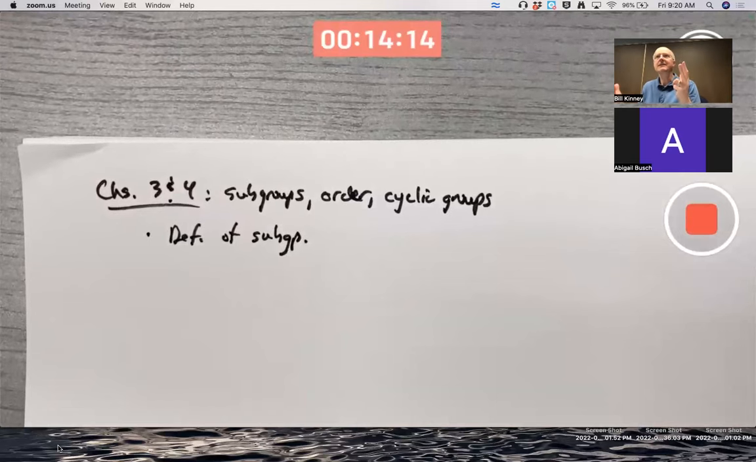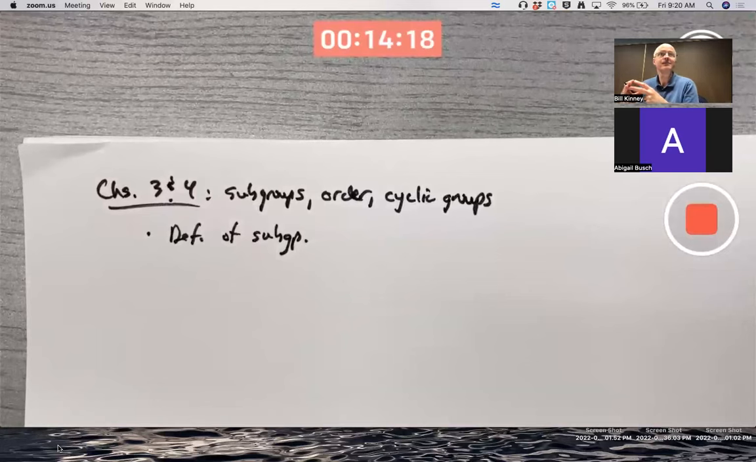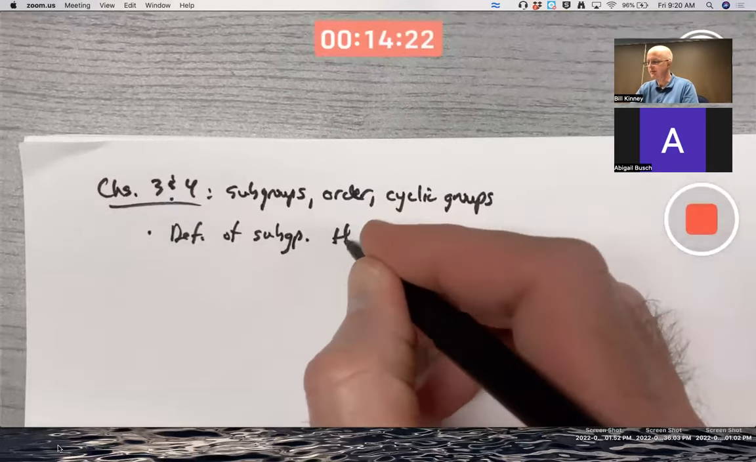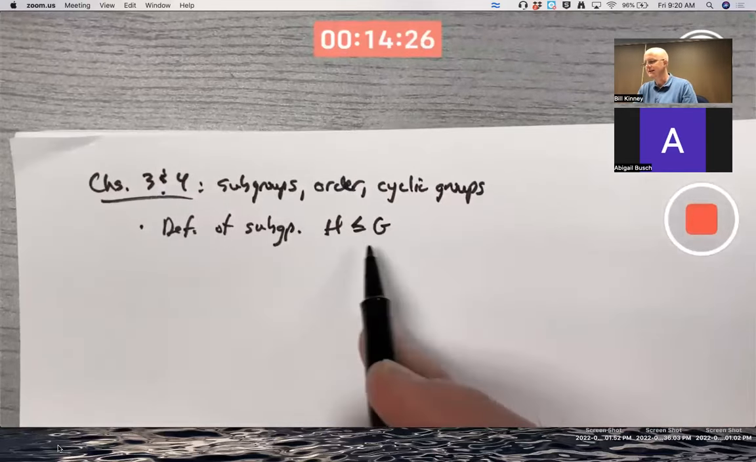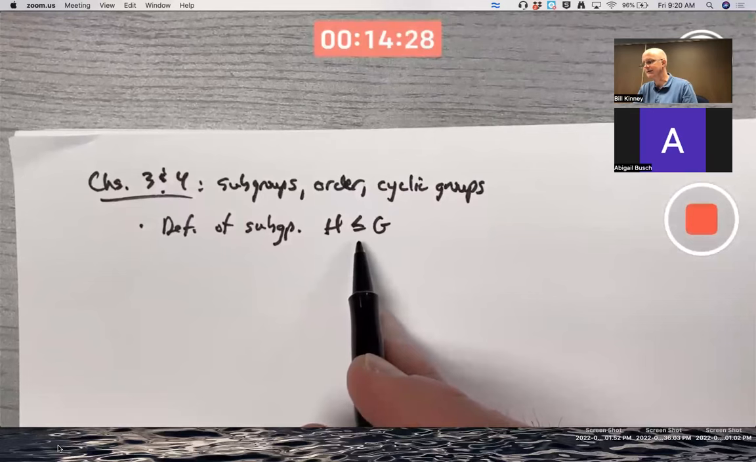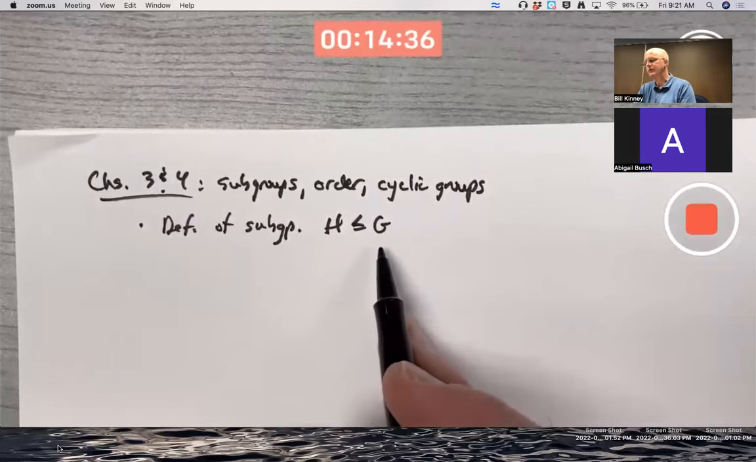You've got a group G, and a subset H. What does it mean for H to be a subgroup of G, notated like this? That looks like a less than or equal to sign. It's not really in this context, though it's somewhat similar in meaning, in that H is smaller than or equal to G.